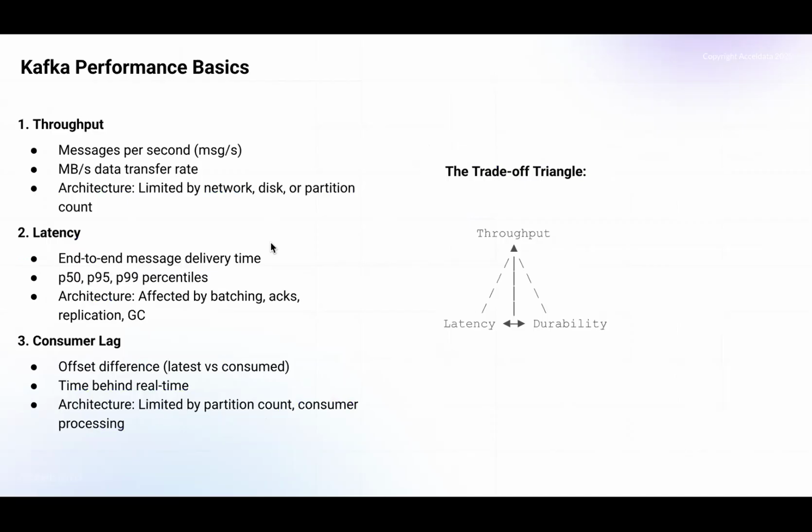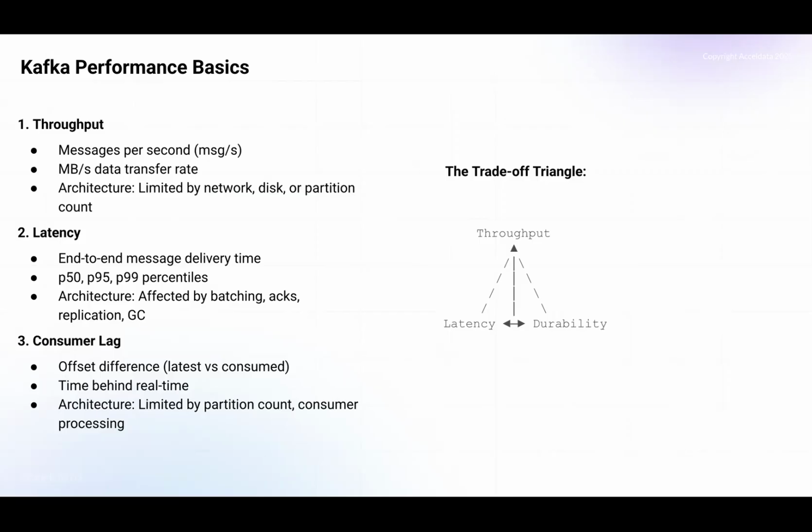Now let's talk about Kafka basic performance. We should keep track of a couple of metrics. These are the key metrics: throughput, consumer lag, and latency. Throughput is messages or MB per second. This is limited by network bandwidth, disk speed, and partition count.